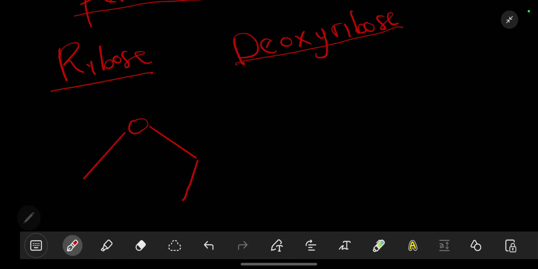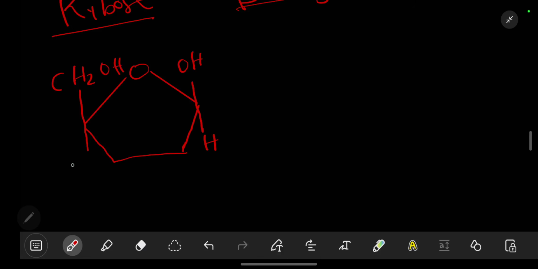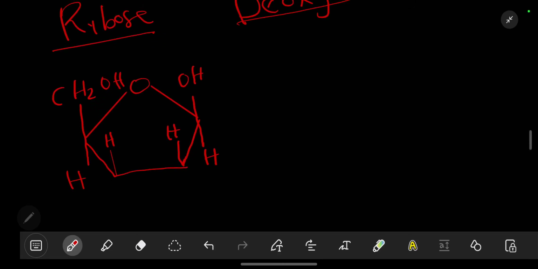You draw the pentagon like that, then we are going to get something like this. Then on top, we are going to put your OH like that, then you have your H like that. Then on this end, always just put your CH₂OH like that. Then down here, you are going to have your hydrogen like that. Now here, you are going to have your hydrogen. Even here, you are going to have your hydrogen. This is for pentose sugar.